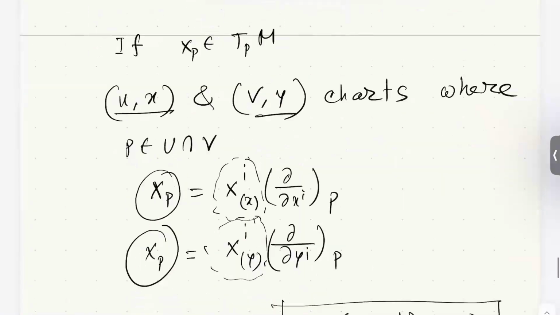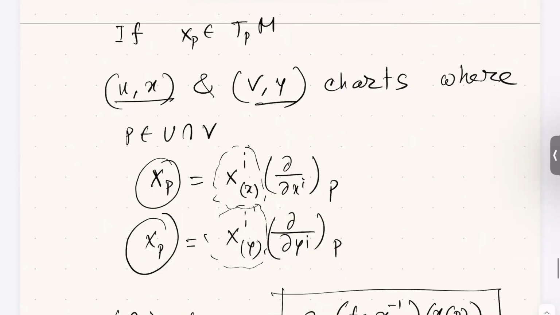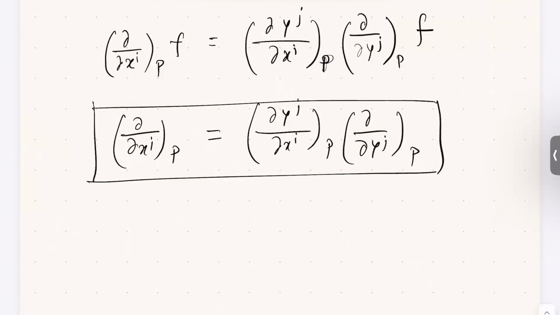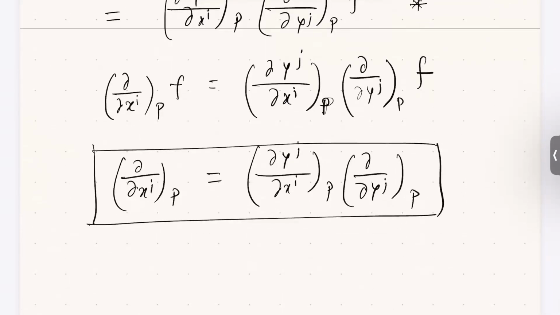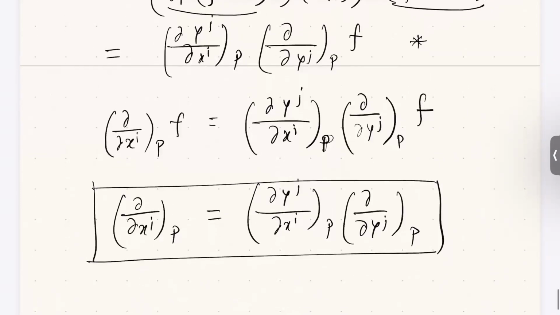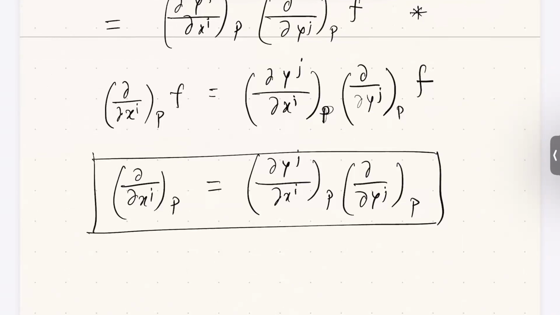And that is why this xp is basically the same in two different coordinate systems. But the component of the vector in different charts is changing with this expression.